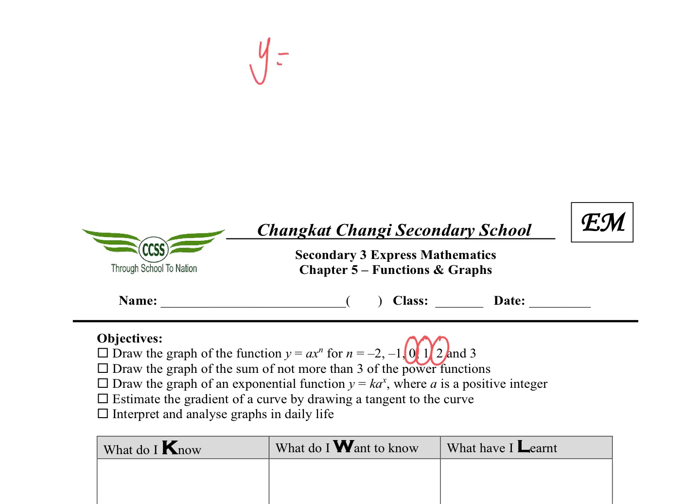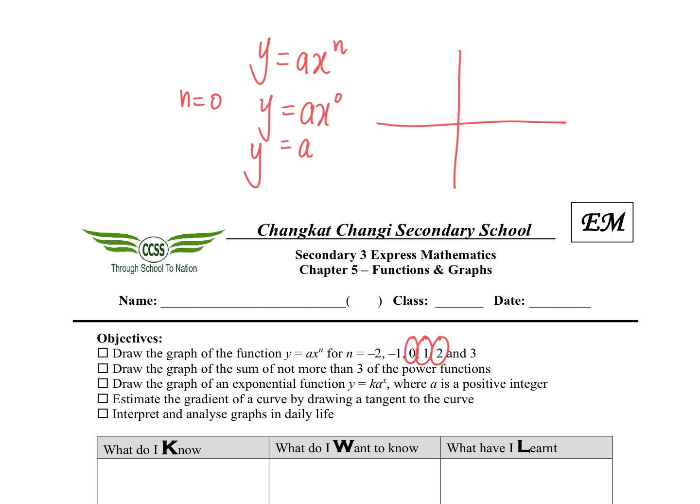Usually this is how a graph looks. Listen. When n is 0, your graph becomes what? What is x to the power of 0? Indices? 1, right? So your y is equals to a. Can you tell me how your graph looks like? Flat, horizontal line. So y equals to a is a horizontal line. This is what we have learned before in lower sec.